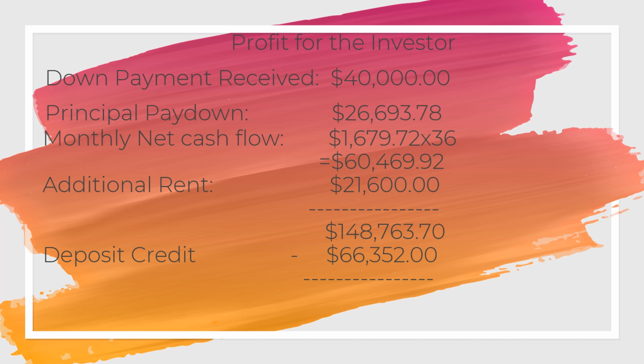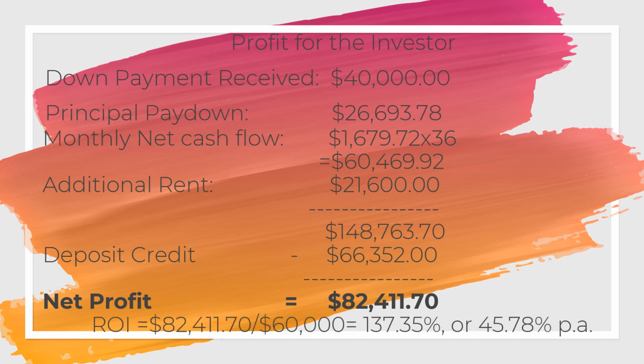And the deposit credited towards the tenant buyer will be $66,352. So a net profit of $82,411.70. So let's look at the return on investment, $82,411.70 divided by the total deposit was $600,000 minus the $40,000 that we received. So the investor's investment is actually $60,000.